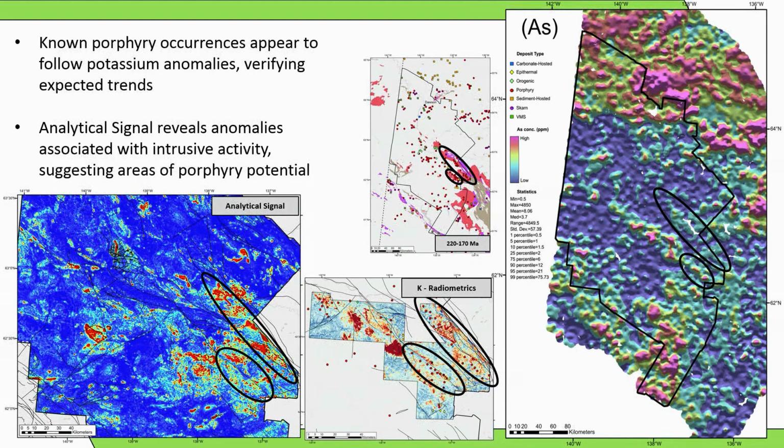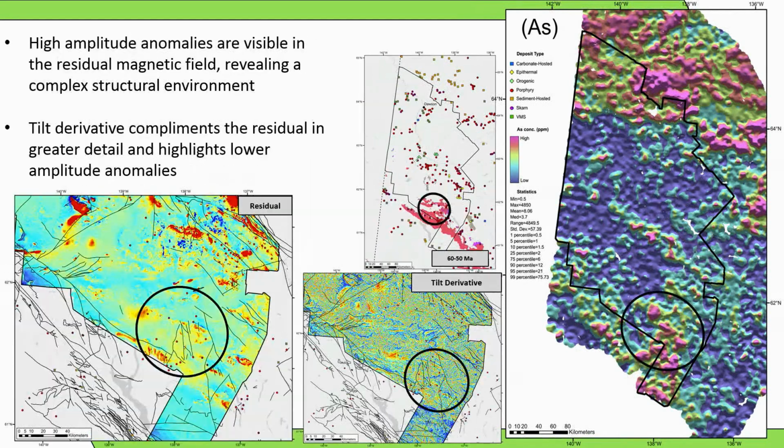So now we have the geochemistry and the geology. What about the geophysics? So looking in the central area of our project, using local radiometric data and analytical signal, they both produce anomalies that show in favor that there could be porphyry potential in this area. And as well as we look into the south, the residual data may not necessarily show any anomalies such as the middle area of our project, but the tilt derivative might show greater detail of lower amplitude anomalies that may otherwise be dwarfed by larger anomalies.